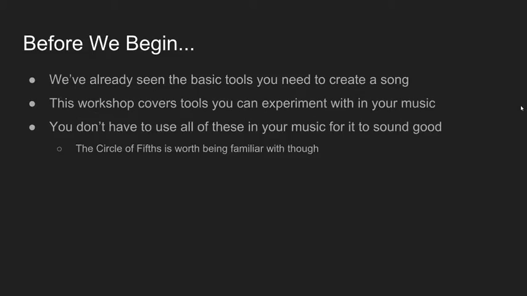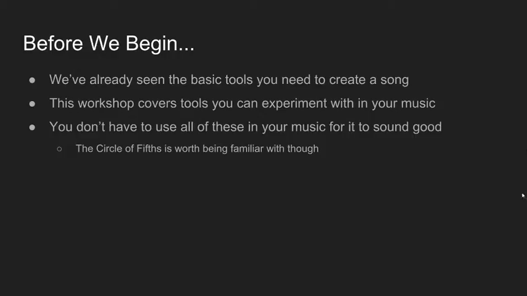So before we begin, we've already seen the basic tools we need to make some music. This workshop covers some other tools that you can use to experiment with. You don't need to use all of them to have a good sounding song. By tools, I'm mainly talking about a bunch of scales and things you can do with all these scales that we have not yet seen. You don't have to use all of them. Experiment with them on your own time and see how that works for you. And the circle of fifths is important.